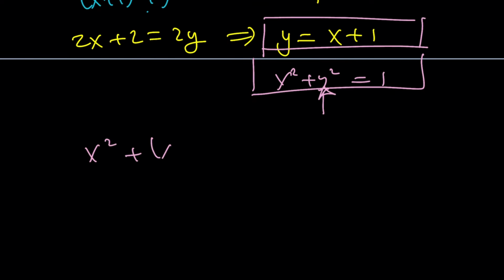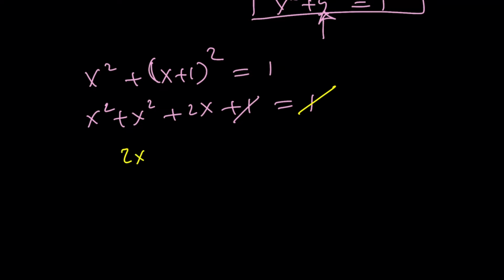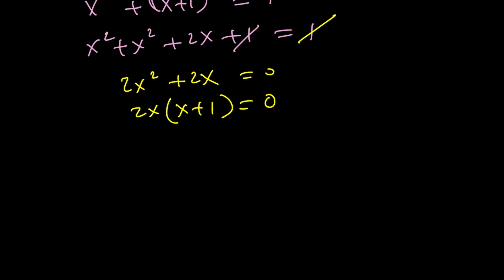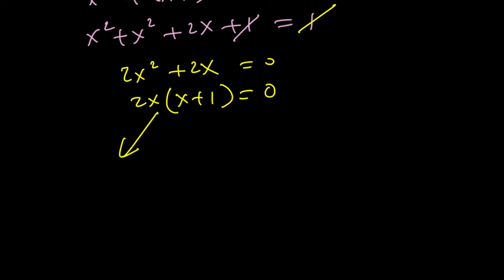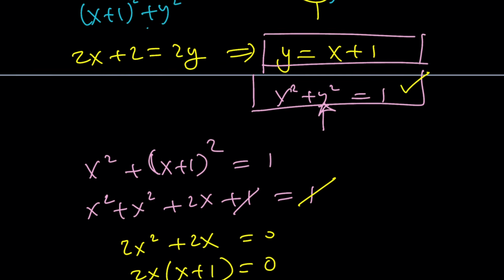x squared plus (x plus 1) squared equals 1. x squared plus x squared plus 2x plus 1 equals 1. 1 cancels out, and we end up with 2x squared plus 2x equals 0, or 2x times (x plus 1) equals 0. Beautiful. Now from here we get two simple equations, such as x equals 0 or x equals negative 1. Now if x is equal to negative 1, what happens to y? That's what we got to find out. For that, we're going to use either this equation or that equation. Doesn't matter. First one is easier, the top one.